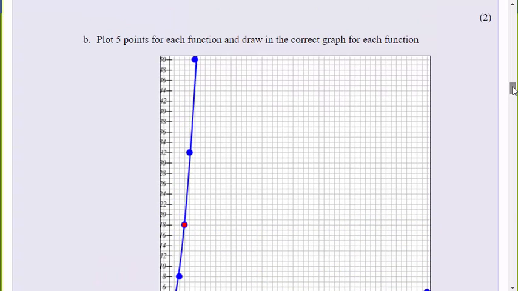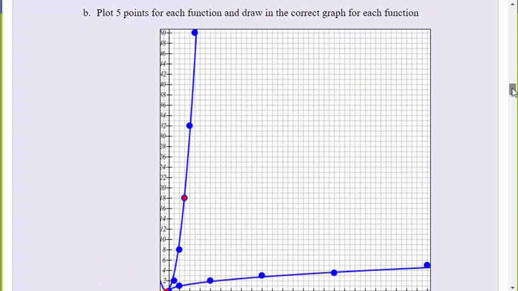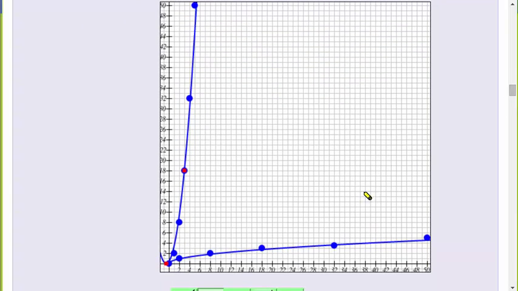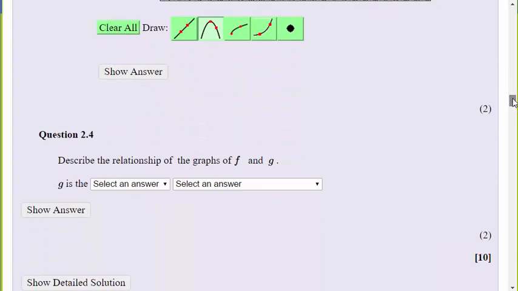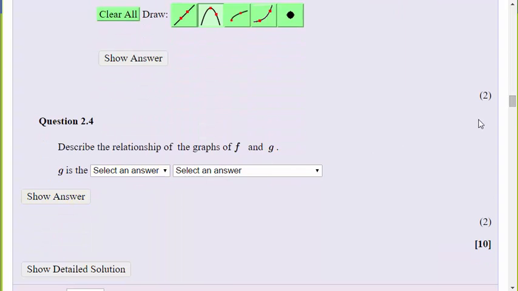Okay, so there's the two graphs, and notice where the one I have 2 and 1, that one is 1 and 2. This one is 2 and 8, that one is x is 8, y is 2. You see, x's and y's are swapped around. That's exactly what happens with the first. So that's the next question. Describe the relationship of the graphs.